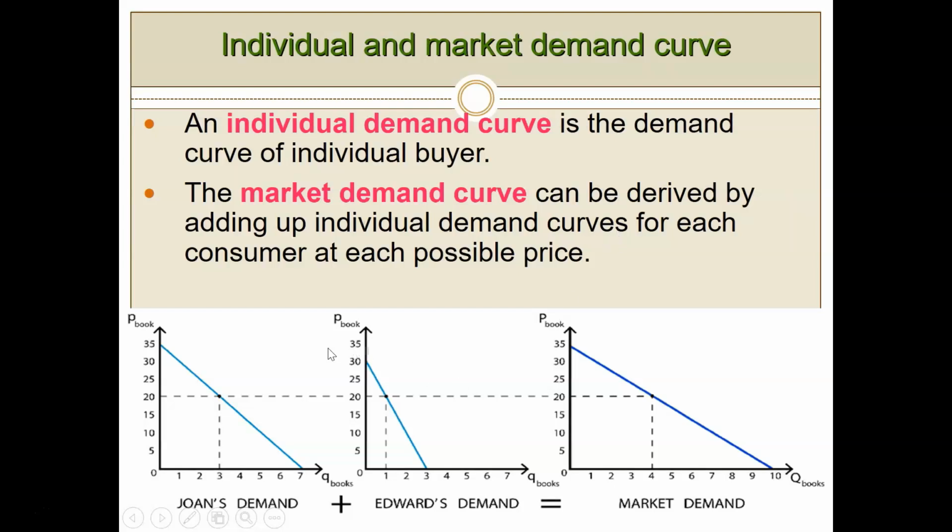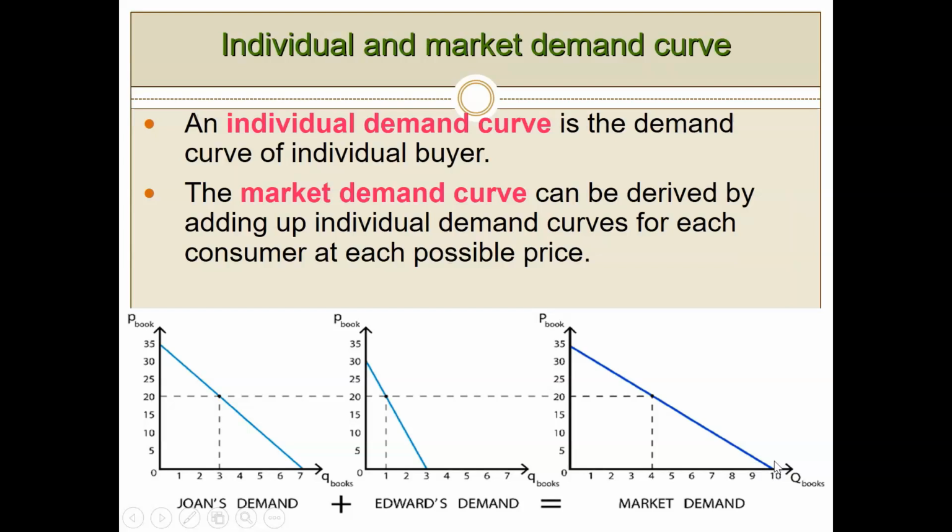Let's imagine that we are talking about demand for books. Our market consists of several buyers, for example John and Edward. They have different demand curves for books. For example, when the price is 20, John buys 3 books per term, while Edward only buys 1 book at this particular price, which means that when the price is 20, we add up John's demand plus Edward's demand, 3 plus 1, which means that the market demand will be equal to 4 at this particular price. And this is the case for each and every price. We can add up individual quantities purchased by each buyer at each and every price, and we will get the total.